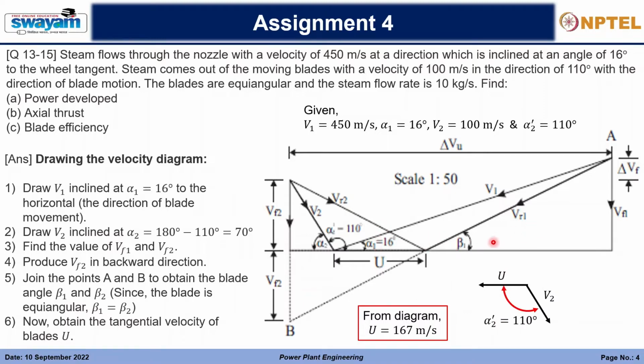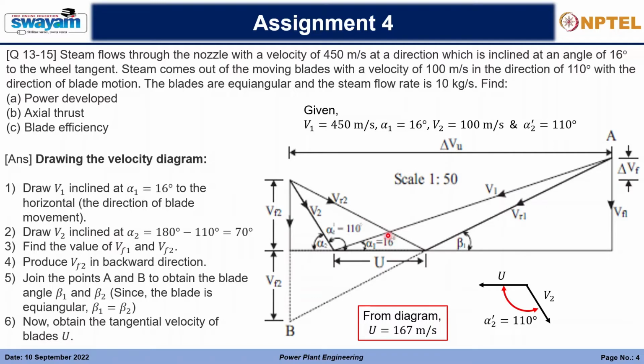Okay. Now for relative velocities, we know that these two angles, beta 1 and beta 2, are equal, right? It is because of the fact that the blades are equiangular. So the relative velocity at which it is coming inside the blade will have the same inclination as the relative velocity exiting the blade. So VR1 inclination and VR2 inclination will be the same. Okay, that is what we got.